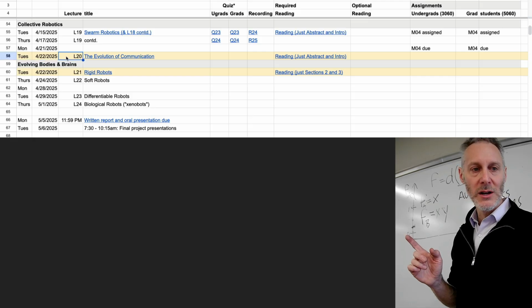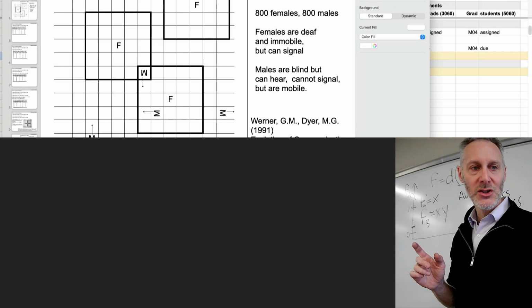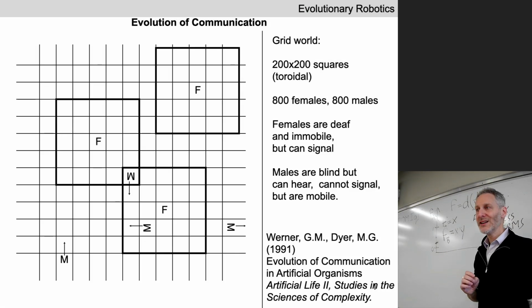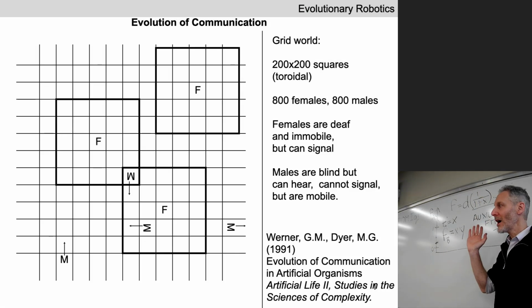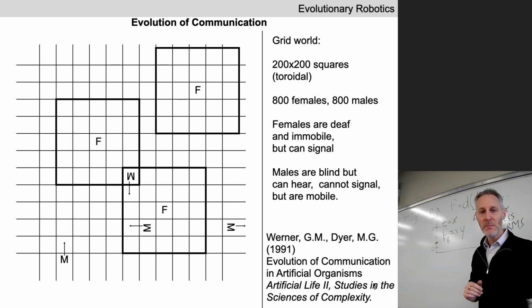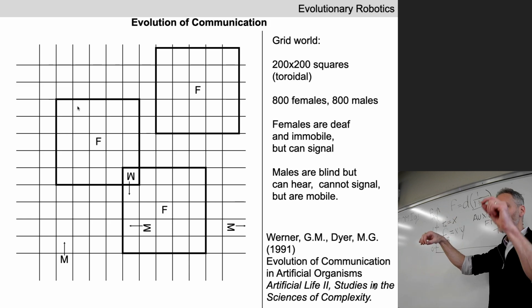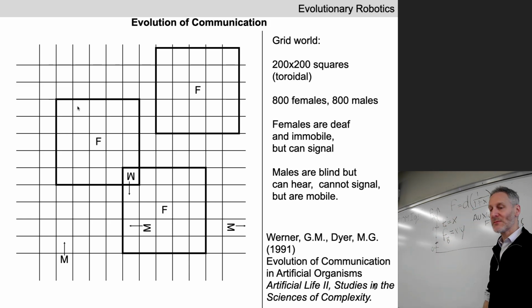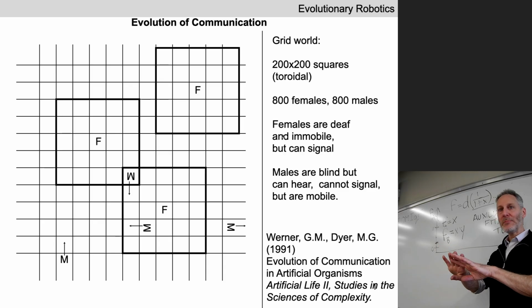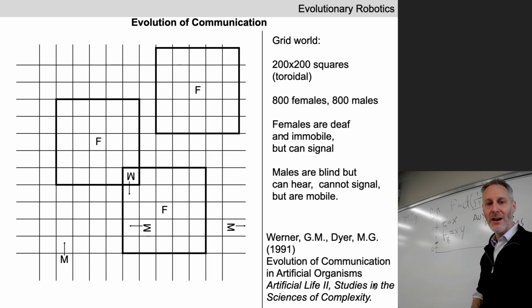Okay, back to lecture 20 on the evolution of communication, which we introduced last time. Just a refresher, we've got male and female robots in this experiment, 800 females, 800 males. We are dealing with a donut. Again, we've got a donut that is then covered with grid paper. So the 800 M's and the 800 F's initially are dropped into random points in this grid. And the males and females have non-overlapping sensor motor capabilities.